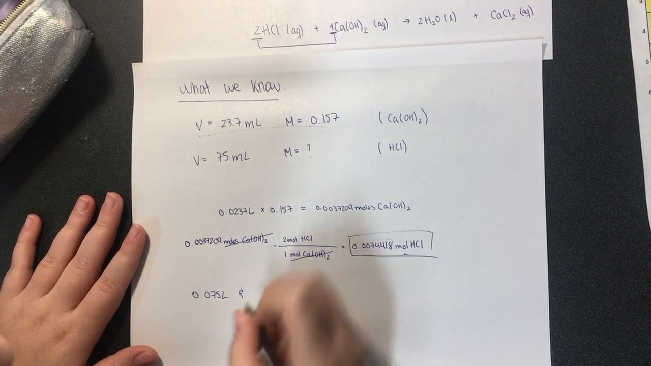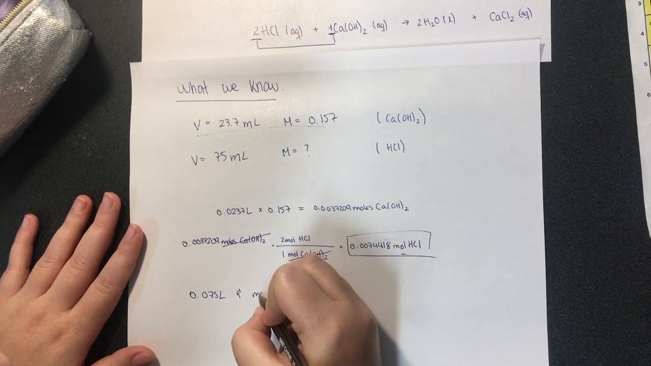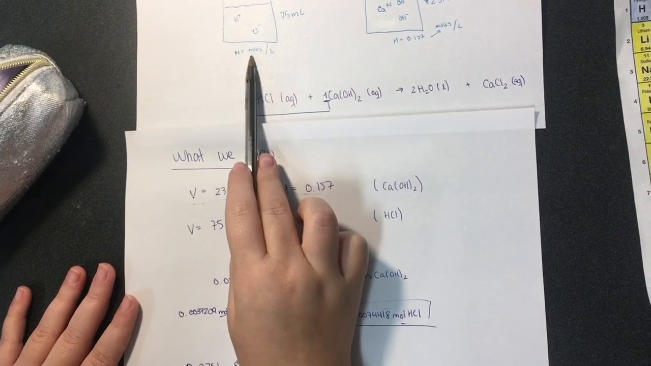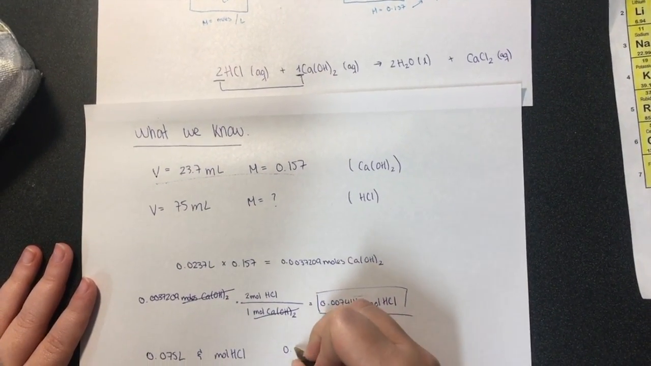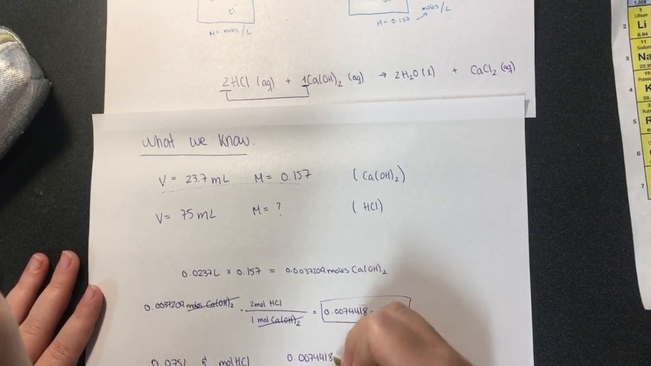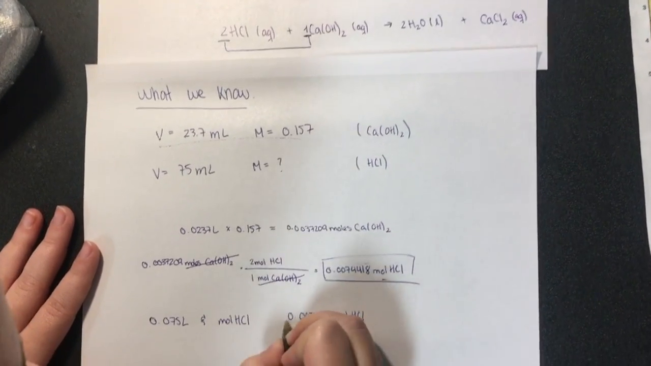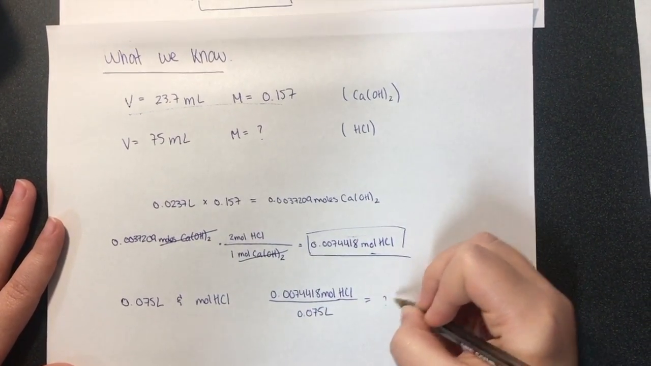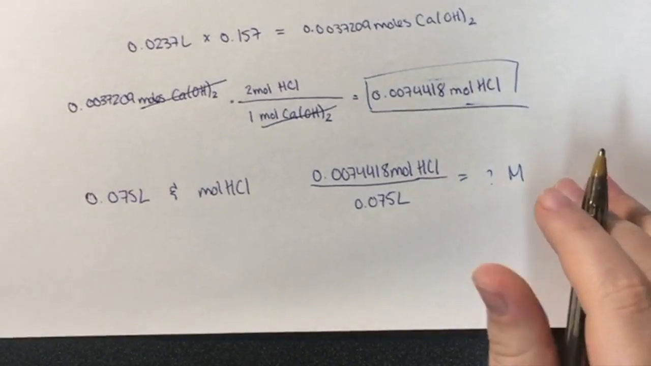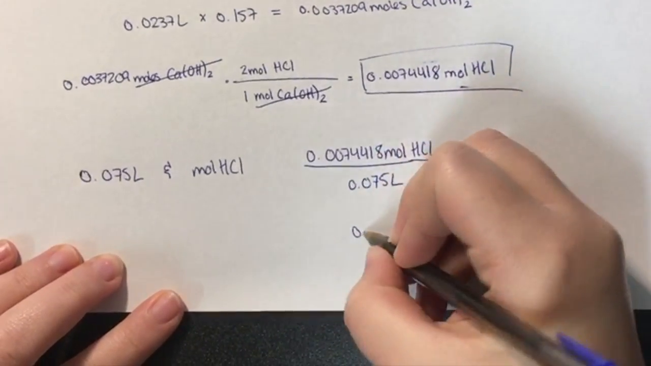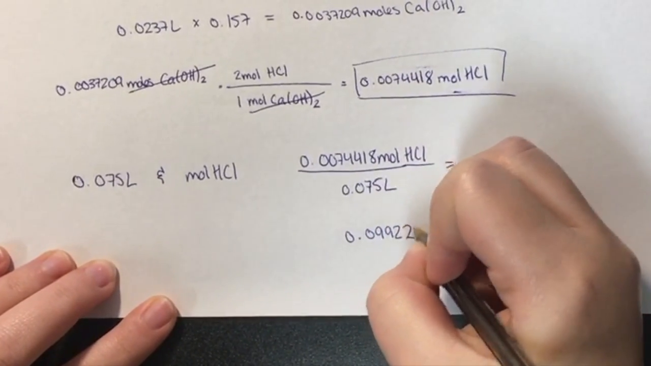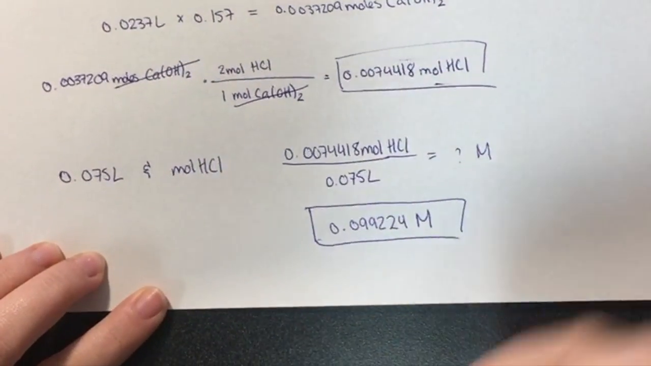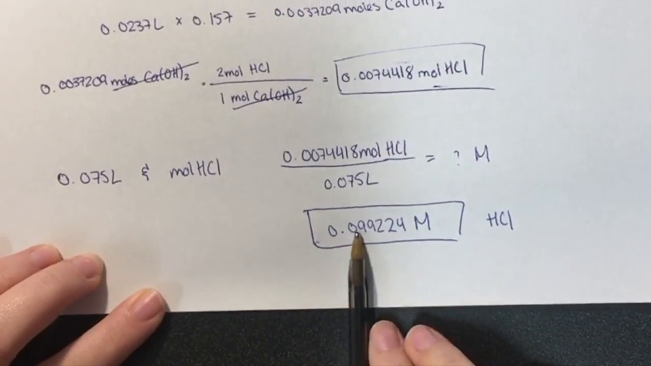And we have these many moles of HCl. We know that our equation is molarity equals moles over liter. So we put 0.0074418 moles of HCl over 0.075 liters. That will give us our unknown molarity. Using our calculator, we find that this equals 0.099224 molar. So our original concentration for hydrochloric acid was 0.099224.